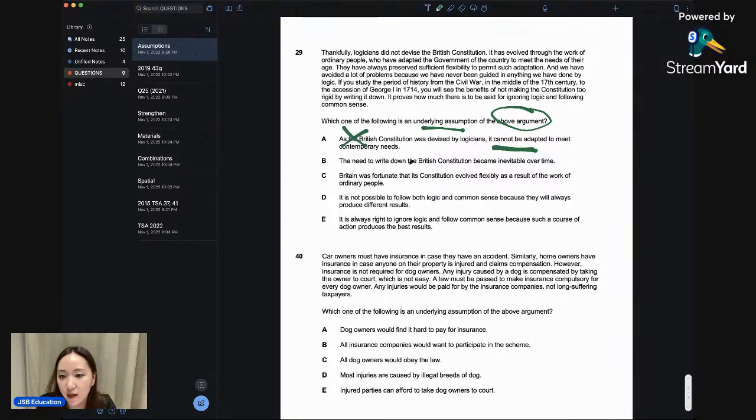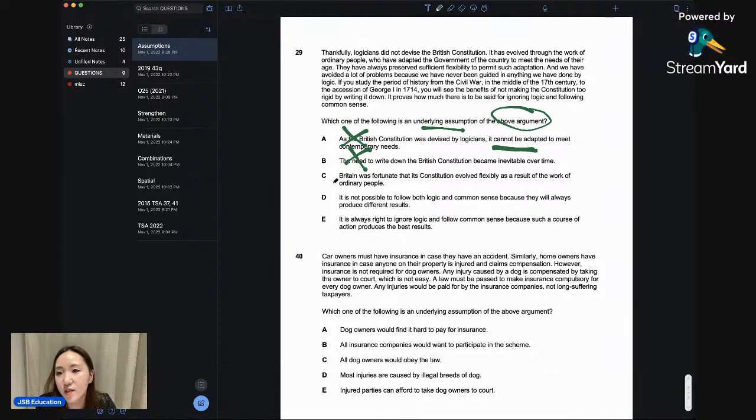This is not important. We don't care. The need to write down the British Constitution. I mean, without even finishing that, hopefully you can get that that is not going to be an essential assumption that is necessary for our argument. C, Britain was fortunate that its constitution evolved flexibly as a result of the work of ordinary people.